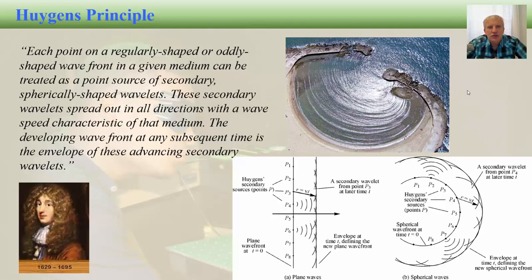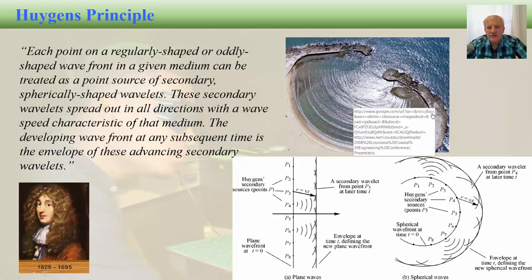It states that each point on a regularly shaped or oddly shaped wavefront in a given medium can be treated as a point source of secondary spherically shaped wavelets. These secondary wavelets spread out in all directions with a wave speed characteristic of that medium. The developing wavefront at any subsequent time is the envelope of these advancing secondary wavelets. So what does this exactly mean?